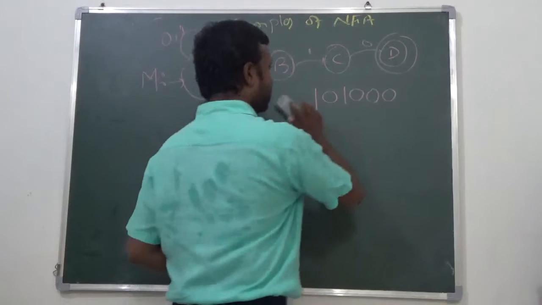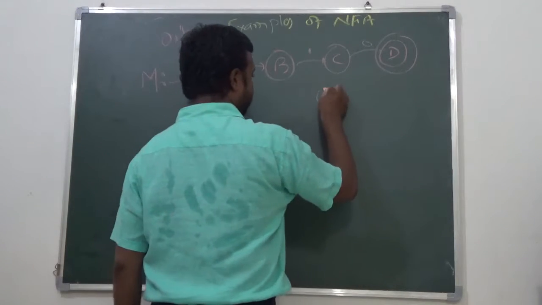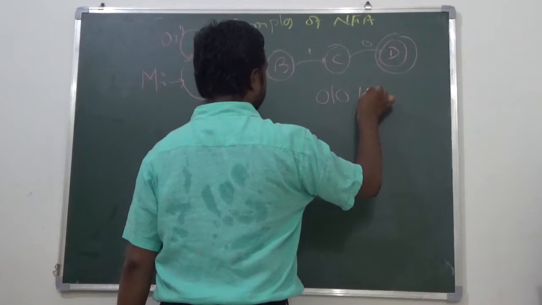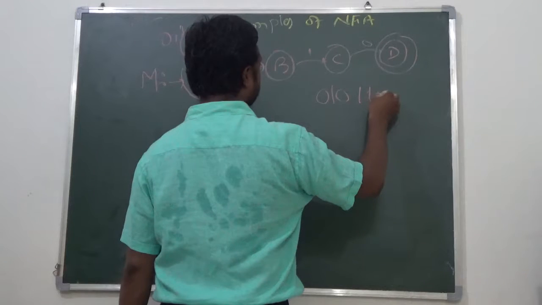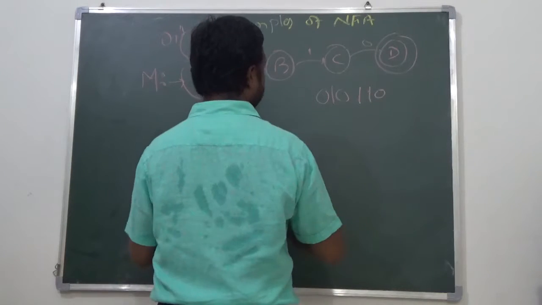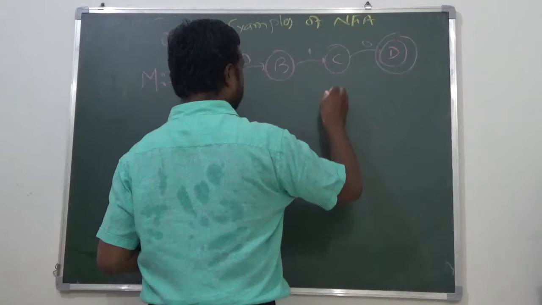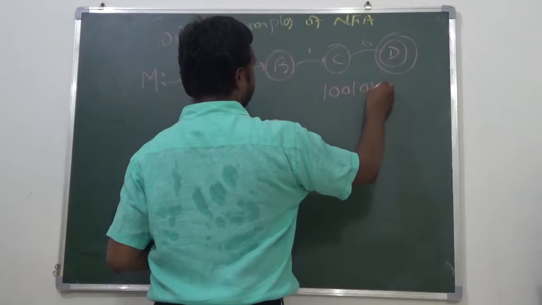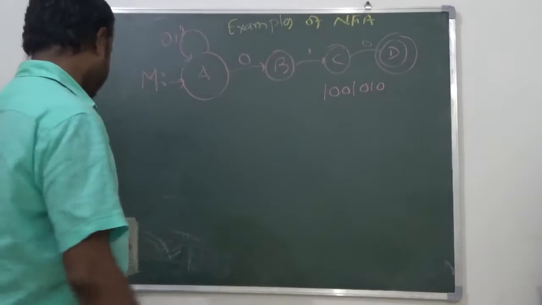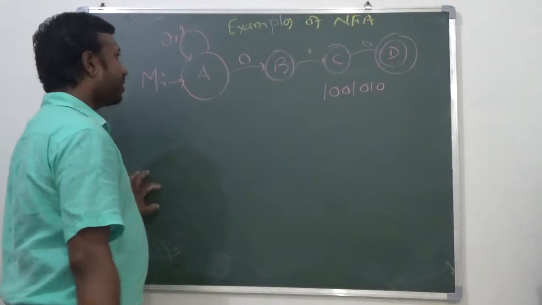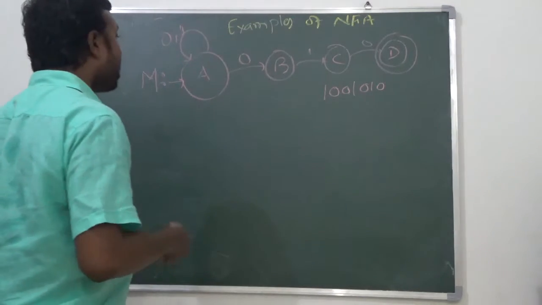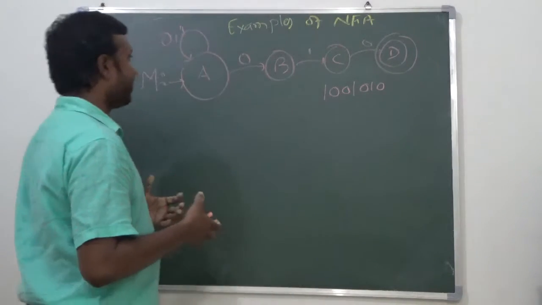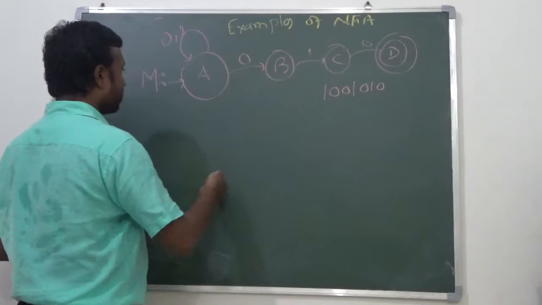Okay. Now first let us see 0, 1, 0, 1, 1, 0, 1, 0, 0, 1, 0, 1, 0. Not take too long. Let us think about this input. If this input is given to this machine, then let's think how this machine works and what kind of string it will accept and what kind of string it will reject. Okay. So let's start with A.